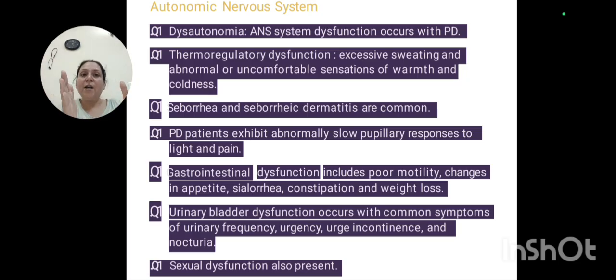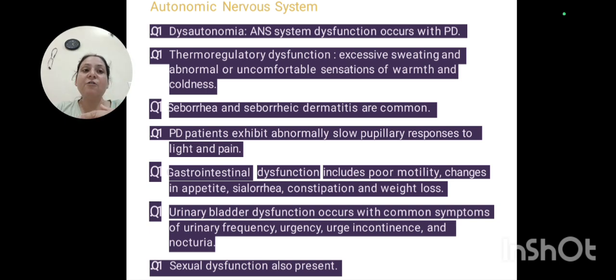So there is abnormality in the autonomic nervous system. What will happen in this condition is there will be thermoregulatory dysfunction. What is that? There will be excessive sweating and an abnormal sensation of warmth or coldness. There will be seborrhea and seborrheic dermatitis. Because of this excessive sweating, there will be dermatitis and itching around the skin, and also a slow pupillary response to light and pain. I told you there is constriction as well as dilatation of the pupil, so the response of the pupil to light and pain will decrease.